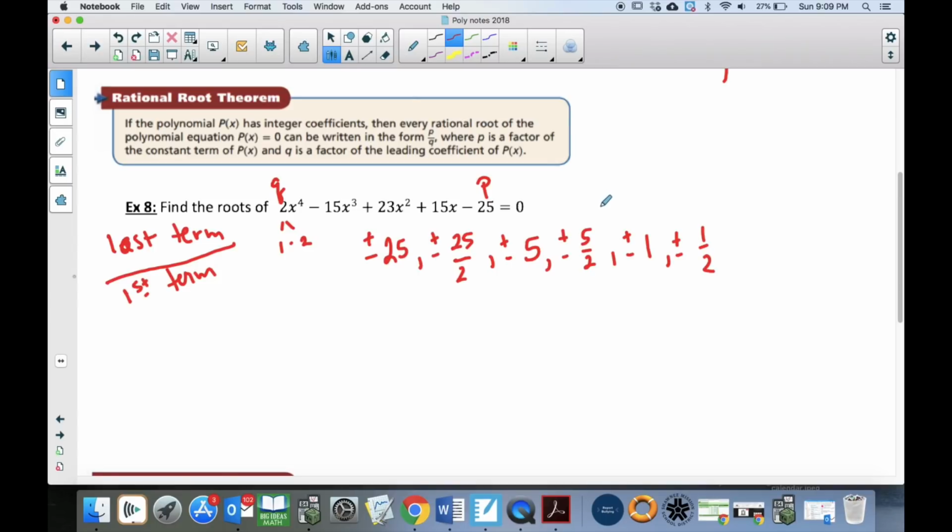Now, that looks like a pretty long list, except if you think about all the possibilities from infinity, at least we've narrowed it down. This allows us to narrow down if we don't know how to factor it, because I'm looking at this problem and it has 5 terms and it is a 4th degree, and we haven't talked about how to factor a 5-term 4th degree. So how am I going to graph it? Well, this will tell us how to at least start looking at the graph.